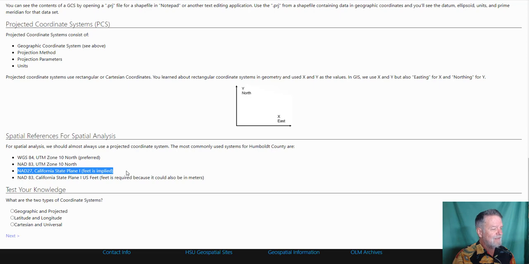Within agencies and a lot of the counties, they still use NAD27, and in fact, they use feet, where UTM is always in meters. But the California State Plane System is very popular still, probably will be for a long time, and it uses NAD27 and NAD83. We'll talk more about the projection part.